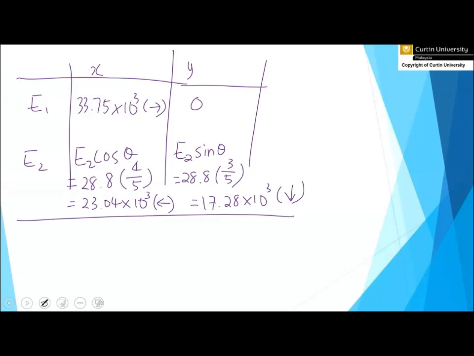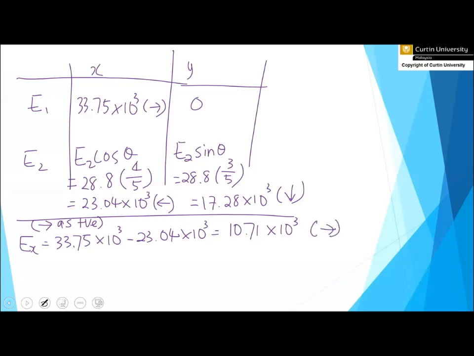Okay, now find the total x component. So your EX will be, so again, going to the right as positive. So 33.75 times 10 to the power of 3 minus 23.04 times 10 to the power of 3 gives you 10.71. And because this is positive, it is moving to the right.